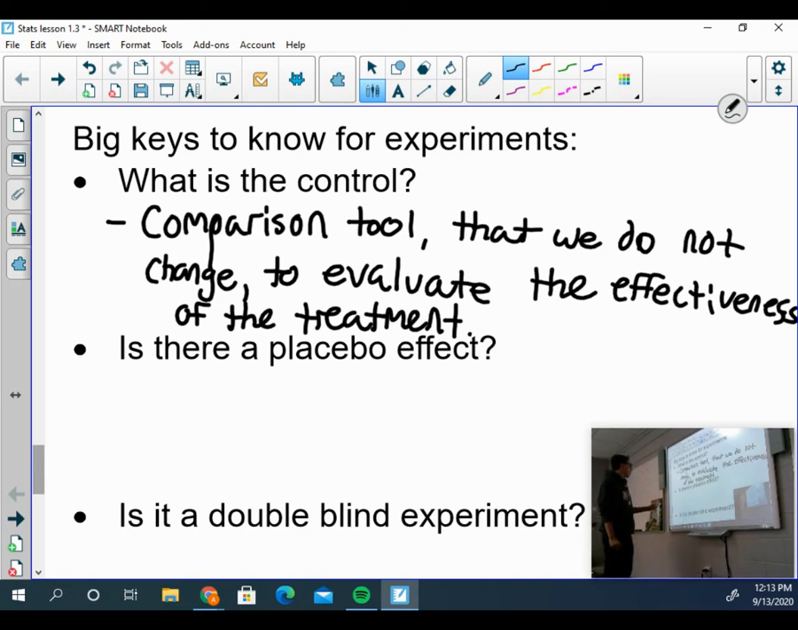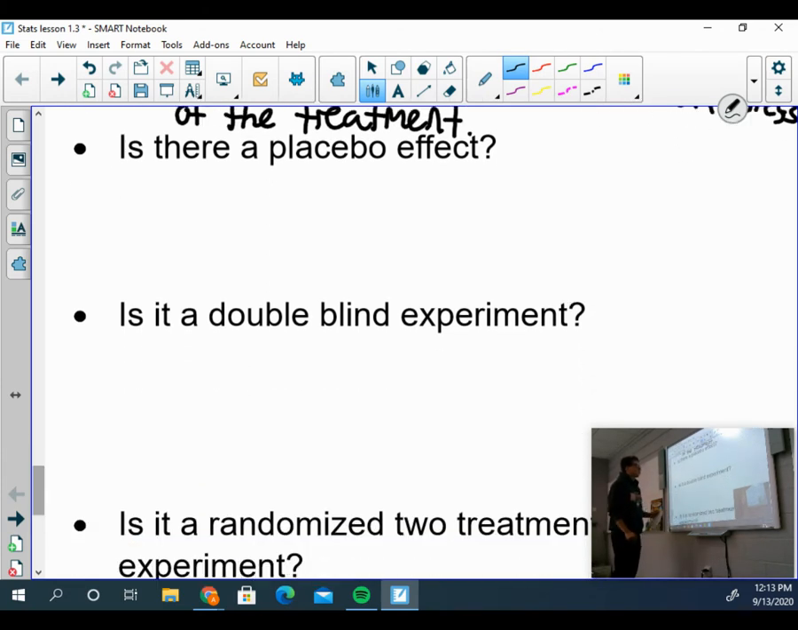Again, control, you probably know this. Not going to spend a ton of time on it. Let me know if you need more explanation.